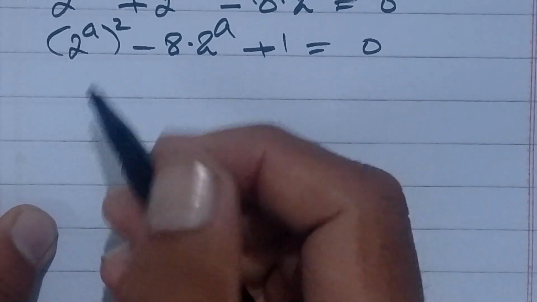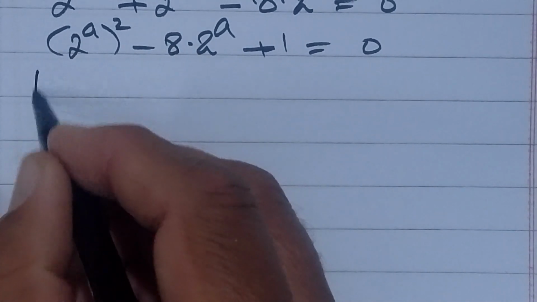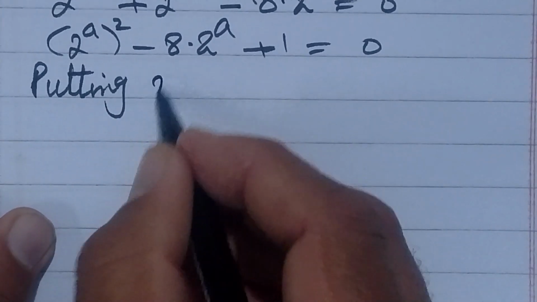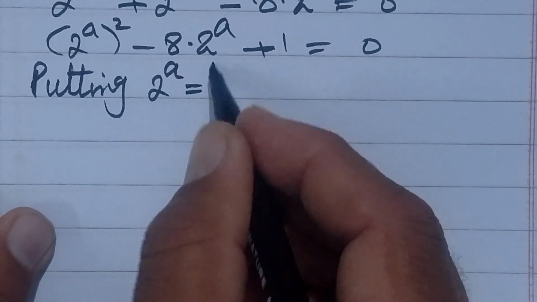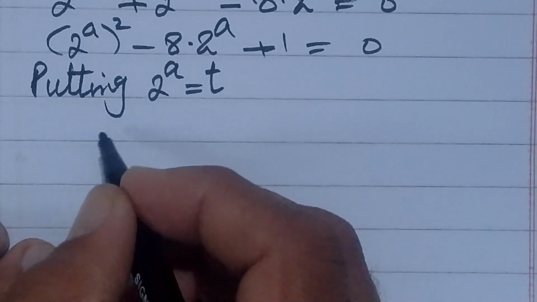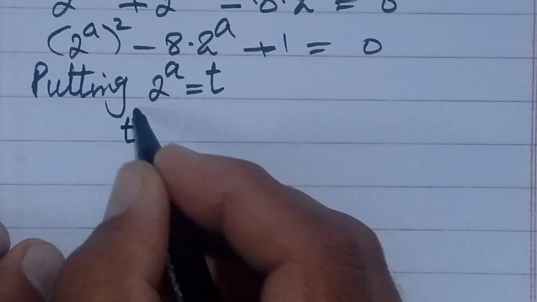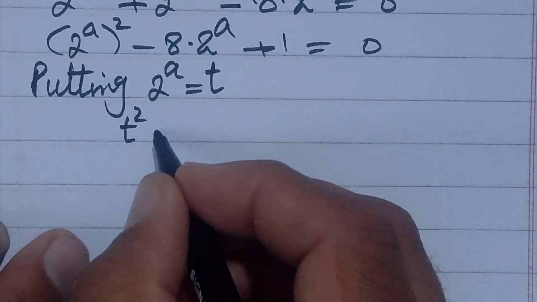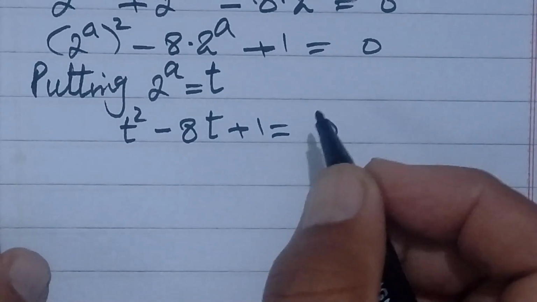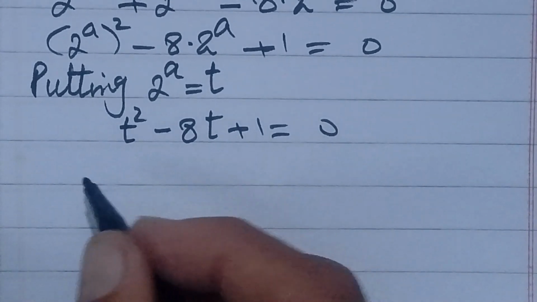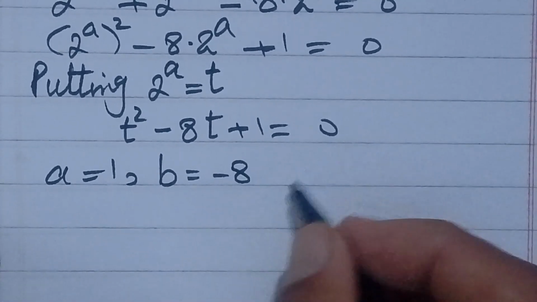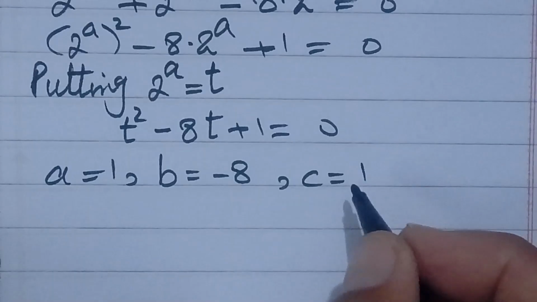Now putting 2 raised to the power a is equal to t, t square minus 8t plus 1 is equal to 0. Here we use the quadratic formula. a is equal to 1, b is equal to minus 8, c is equal to 1.